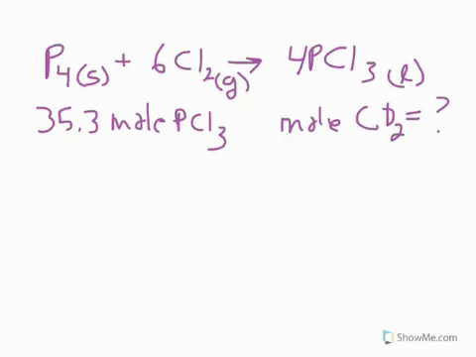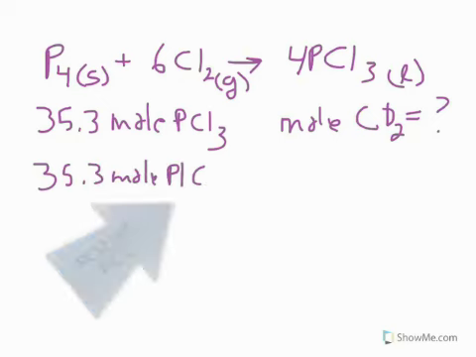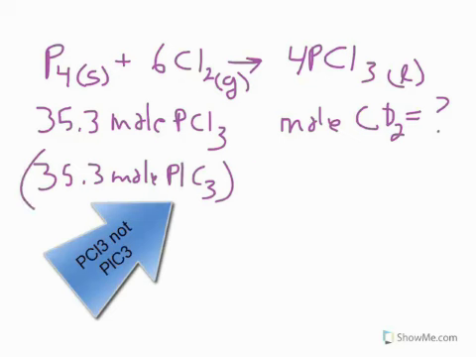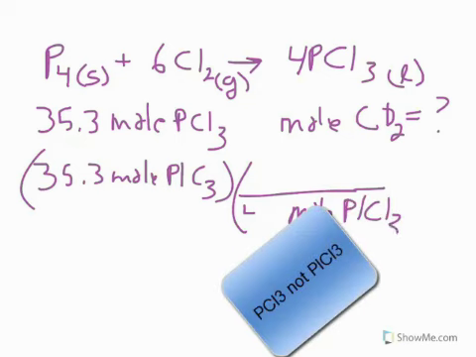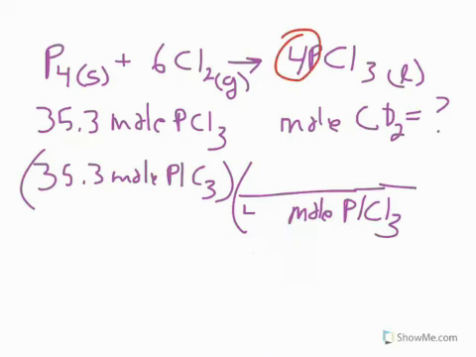So I just start with my 35.3 moles of PCl3. I gotta write all the units in there. If you don't have all the units, I'm going to take off serious points on the exam. So this is 4. Now I know that it's going to be moles of PCl3 down here because I got to cancel. And I look at my stoichiometric coefficients up here. Here's the 4 PCl3, and I ask for Cl2, so it's going to be 6 Cl2.